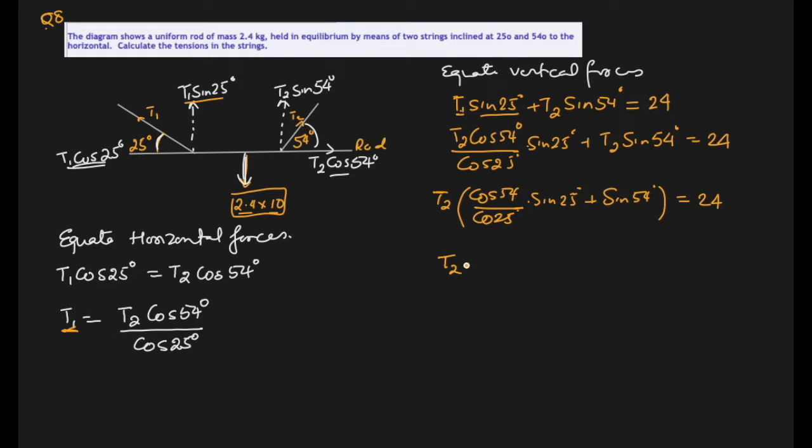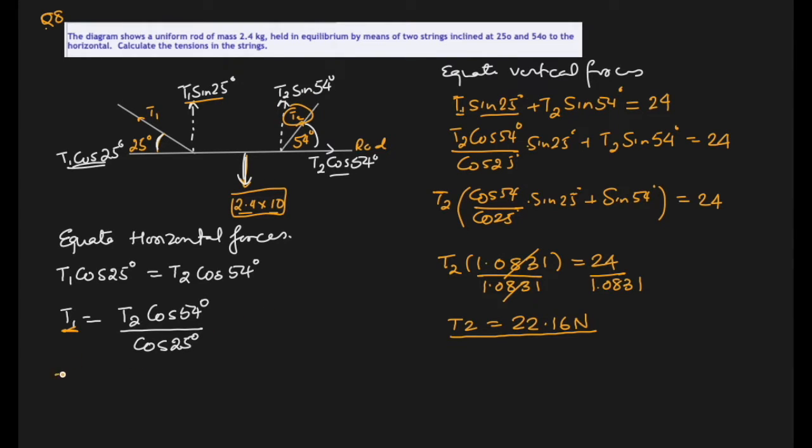So what I'm getting here is 1.0831. This is what we can write, equal to 24, and now we can divide both sides by this number. So T2 equal to, because this cancels out, we get 24 divided by 1.0831. We get 22.158. So I can write it as 22.16 Newton. That's the tension in second string here, this one.